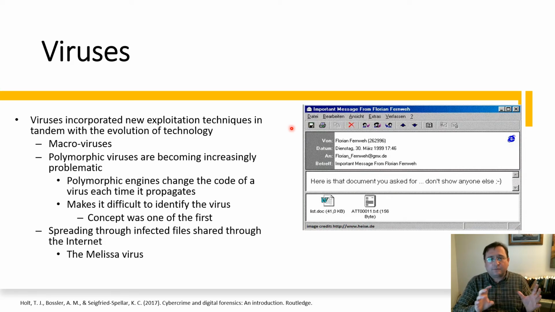So there are lots of various types of viruses, and there are macro viruses, we talked about it, and polymorphic viruses are becoming increasingly problematic. Polymorphic viruses use a sort of engine that changes the code of the virus each time it propagates. So whenever the virus propagates itself and spreads to another file or system, it changes its code. So it makes it difficult for an antivirus program to identify the virus.